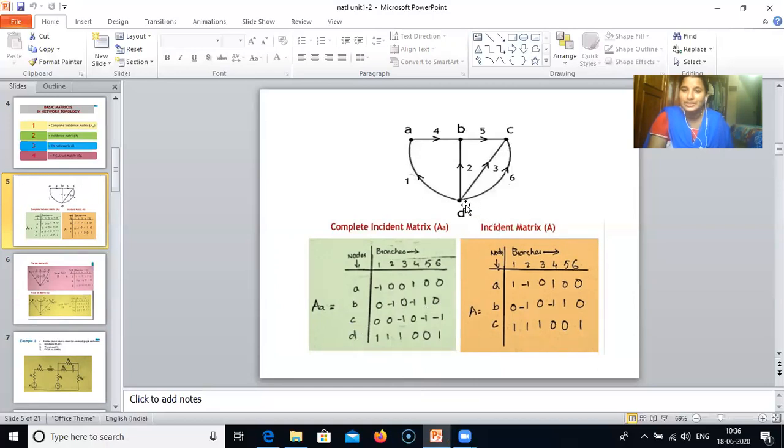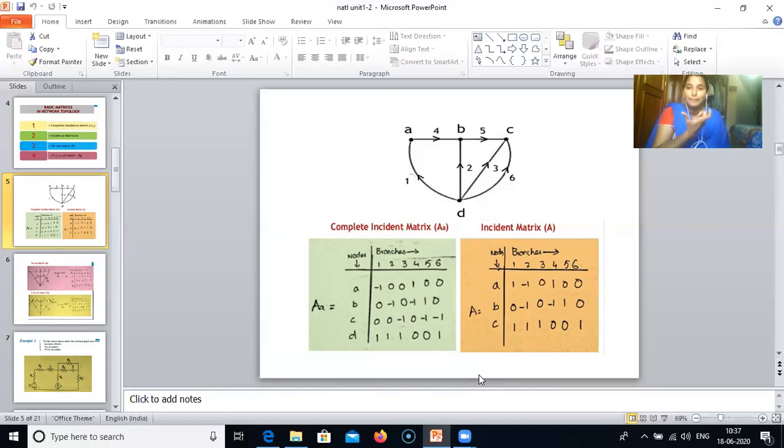And the next one is D. All are leaving. Three branches are connected and all are leaving, so all should be ones. And the ones that are not connected should be equal to zeros. So by looking at the incidence matrix, we can draw the graph also. Directly by looking at the incidence matrix, we can draw the graph of a network.